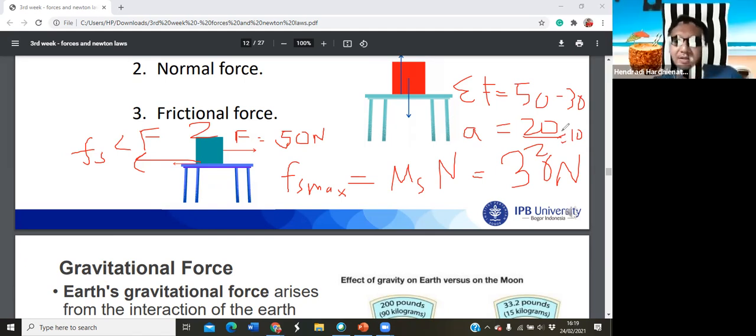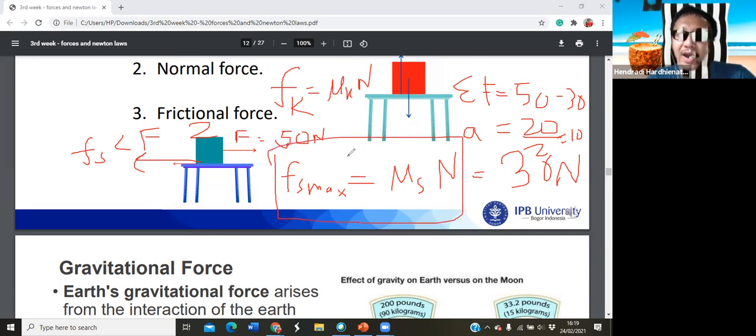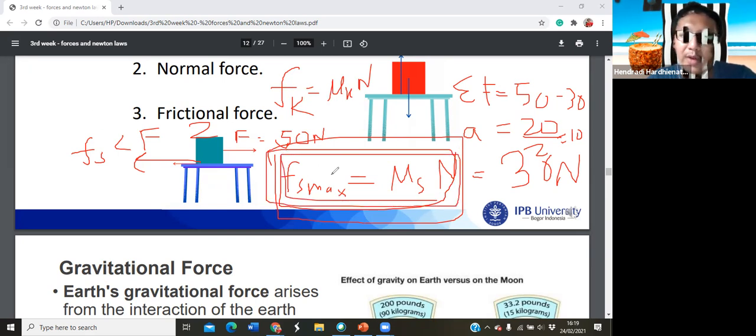Always understand, when you are in motion, the friction force is not the static friction force but the kinetic friction force. The kinetic friction force is mu k times n. The static maximum is mu s times n. Why do we need mu s times n? It is important if we want to know when the body starts to move.